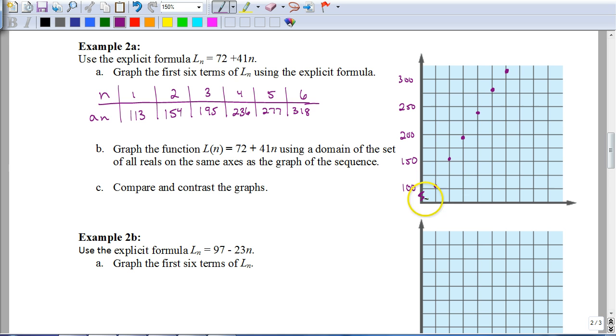That's just for part A, graphing the sequence. Now they say to graph the equation, when they ask us to graph the actual function. When you graph a function, the difference is that you would connect them with the straight line. That's the difference between A and B. To compare and contrast, the line 72 plus 41n would be the same line, we would connect these points, but with the sequence, you don't connect them with the line. With the equation 72 plus 41n, as a function, when you graph it, you do connect them with the line.